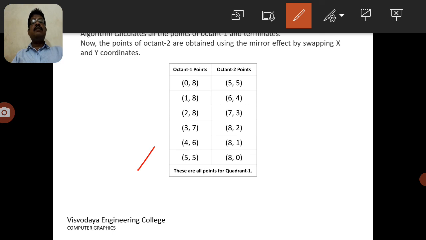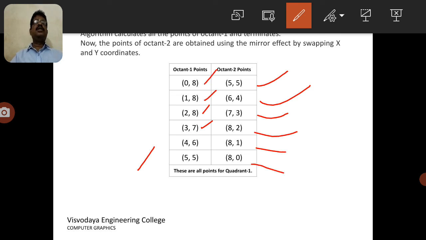And similarly, we can apply the mirror method. This part has the opposite values. The 5, 5 is the 5, 5 again. And the 4, 6 is the 6, 4. Mirror is the top to bottom and the bottom to top. It is the reverse order. And again, 3, 7 here is the 7, 3. Here is the 2, 8, here is the 8, 2. Here is the 1, 8, and here is the 8, 1. Here is the 0, 8, here is the 8, 0. So you will find this is the total one quadrant values.